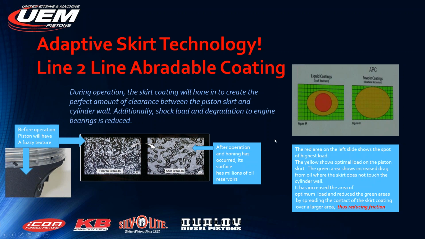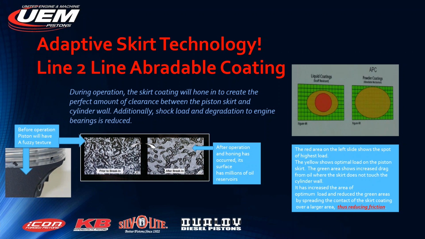There's some other benefits. On the right here, you see where a typical liquid coating, the typical standard coating, has the load area here, a high load area in red, a little bit lower load area here in the brown, and it doesn't really attach much into the green area. With this new abradable coating, that adapts that piston to that cylinder and spreads the load out over a greater area, reduces or eliminates the high load area, and you can tell just by doing that, it reduces the friction.